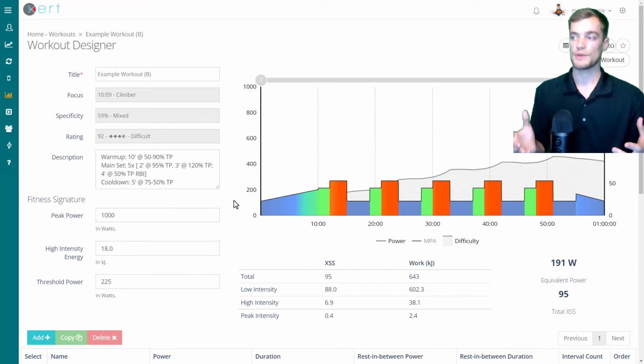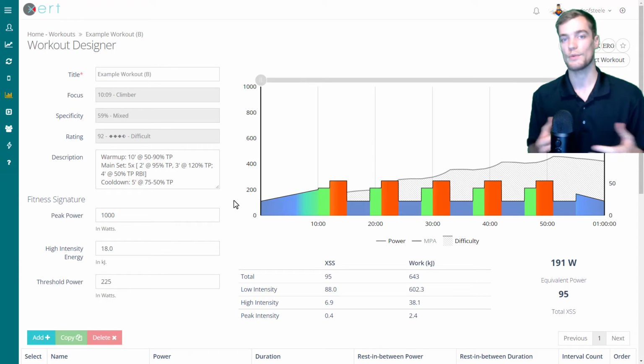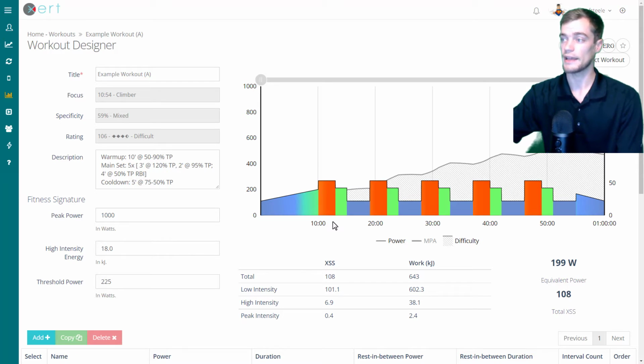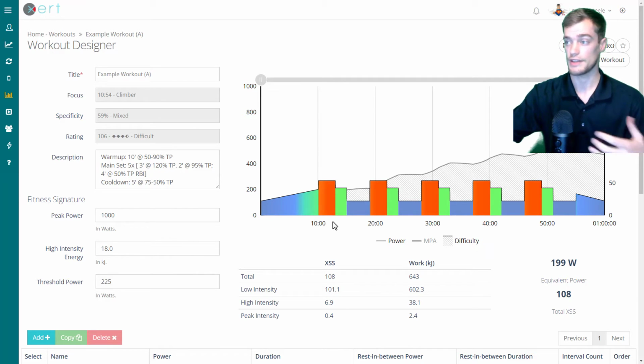The only difference between these 2 workouts is the order in which the 2 steps of the main set are completed. In example workout B here, you'll see that the orange interval, which is a 3-minute interval at 120% of threshold, is completed after the green interval, which consists of 2 minutes at 95% of threshold power. Looking at example workout A, the order is flipped. The hard interval is done first, followed by the easier interval.